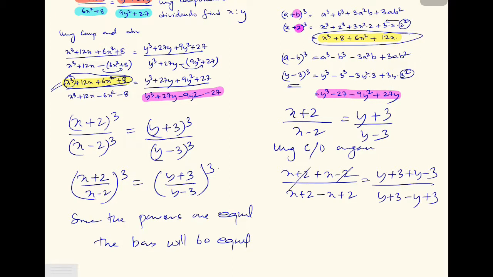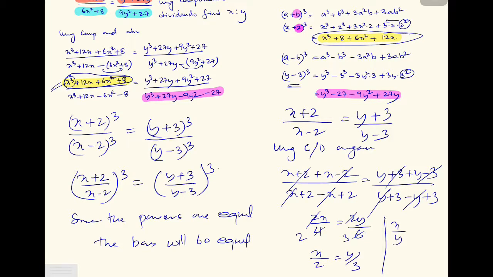So cancel off these two, 3 and 3, y and y. So I have 2x by 4 equals 2y by 6. Cancel 2 and 3. So x by 2 equals y by 3. Finally, x by y equals 2 by 3. So therefore x is to y equals 2 is to 3. So that will be my answer.